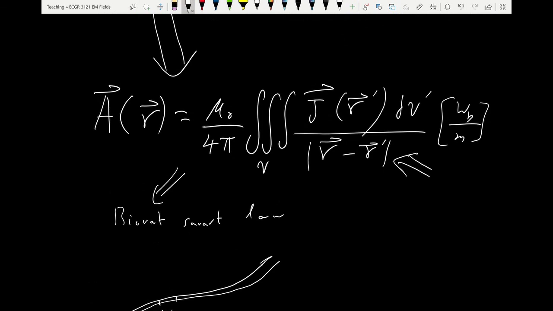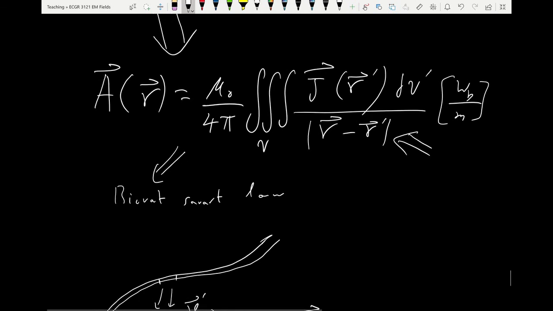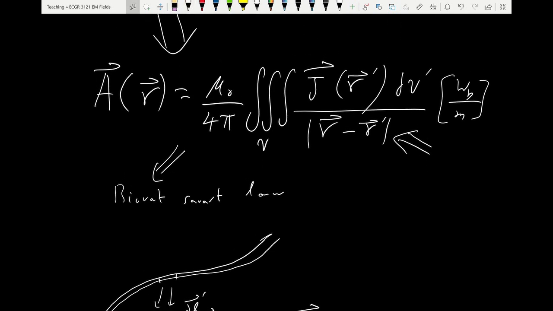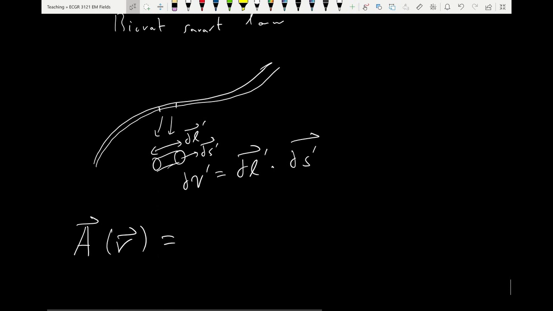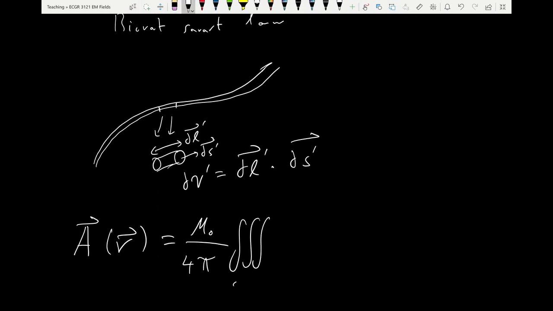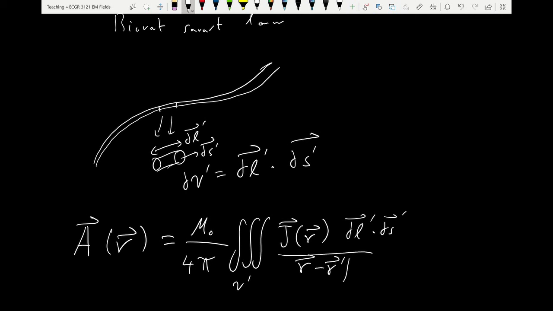I just want to show you that for the case of a thin wire filament, we get the same expression for A as we got from the Biot-Savart law when we start from Ampere's law. And we need to show that consistency, right? So A(r) is going to equal μ₀/4π integral over V′ of J(r′) times dl′ dot ds′ over |r − r′|.